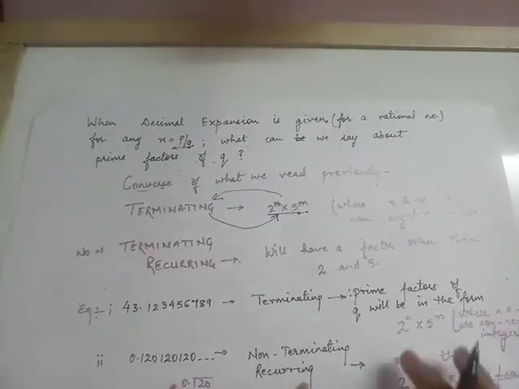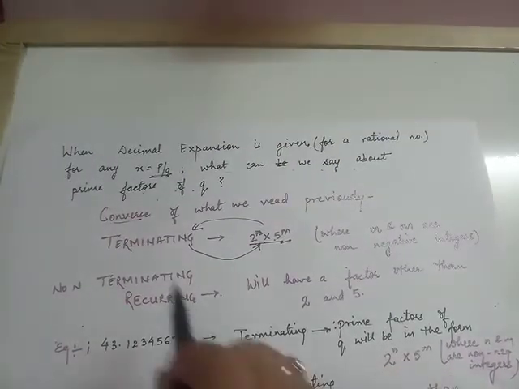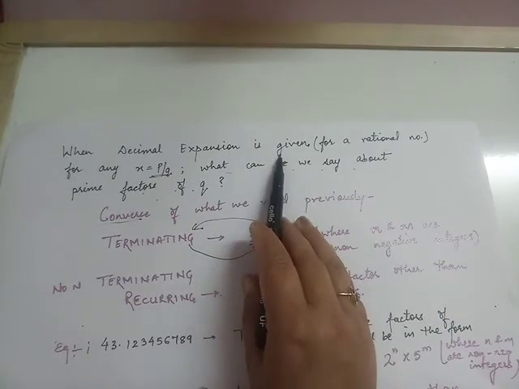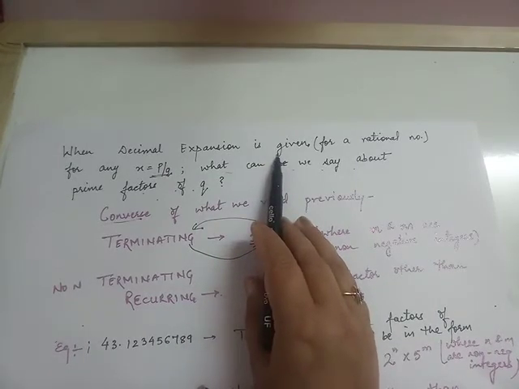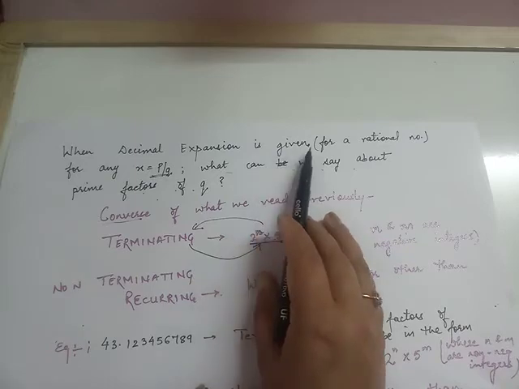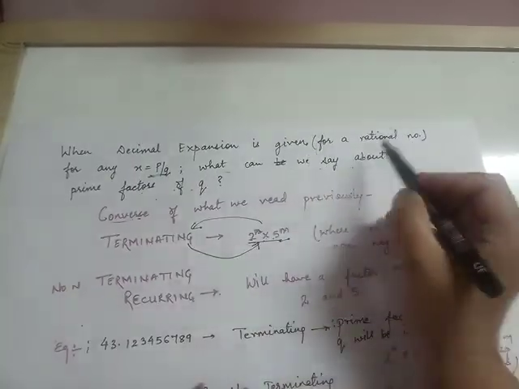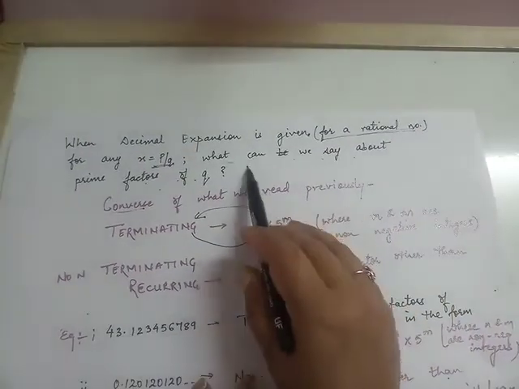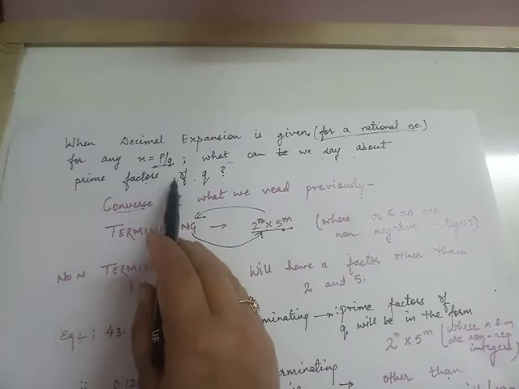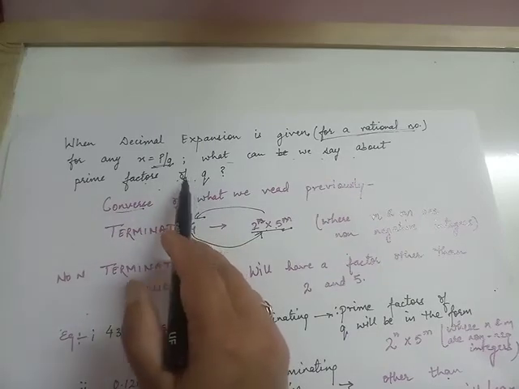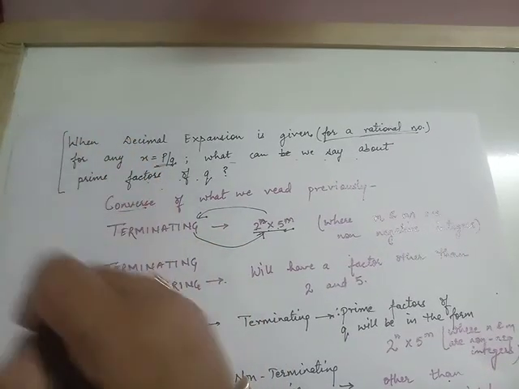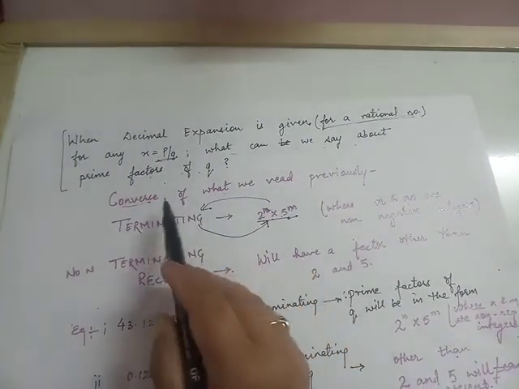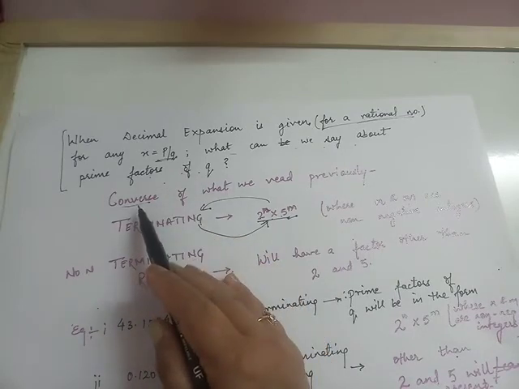अब इसी टॉपिक से रिलेटेड एक और सब टॉपिक है हमारे पास बच्चों, that when decimal expansion is given, और वो या तो टर्मिनेटिंग है या नॉन टर्मिनेटिंग रिपीटिंग है. यानी कि अगर किसी रैशनल नंबर का हमें डेसिमल एक्सपेंशन दिया है, तो what can we say about the prime factors of q. If you read this statement twice, you will easily generalize that this is the converse of what we have studied earlier.